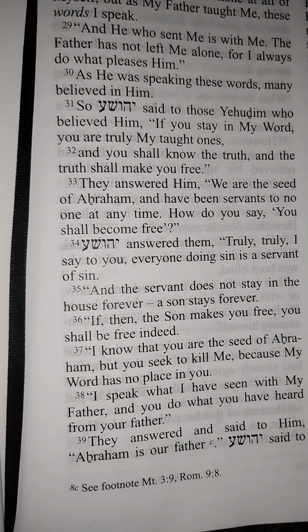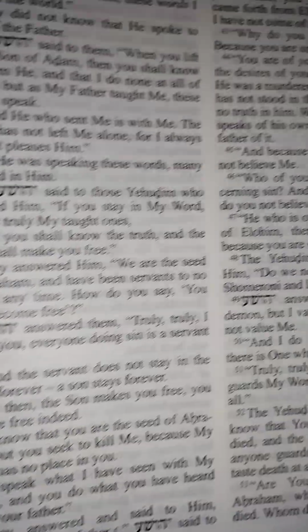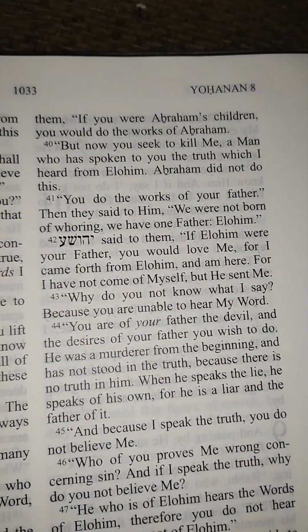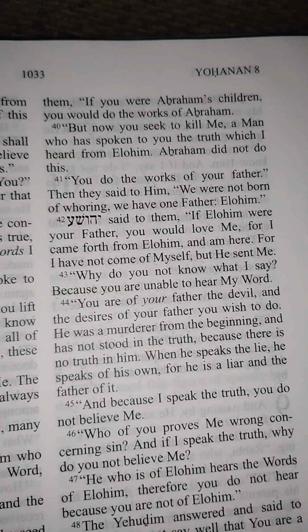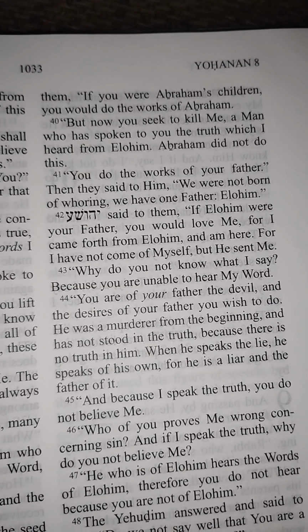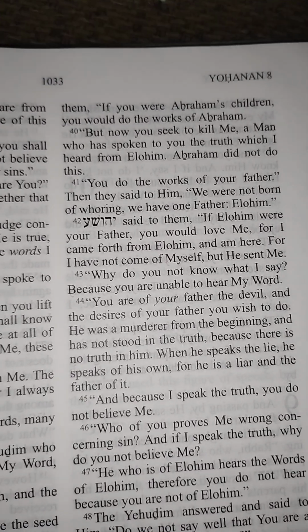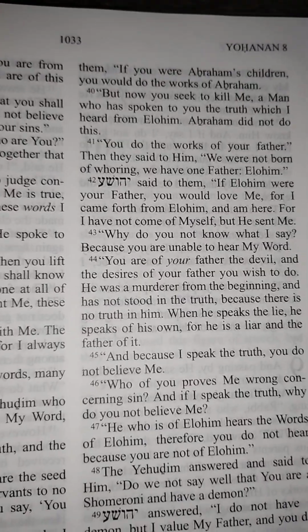your father. They answered and said to him, Abraham is our father. Yeshua said to them, If you are Abraham's children, you would do the works of Abraham. But now you seek to kill me, a man who has spoken to you the truth which I heard from Elohim. Abraham did not do this. You do the works of your father, they said to him. We were not born of whoring. We have one Father, Elohim.